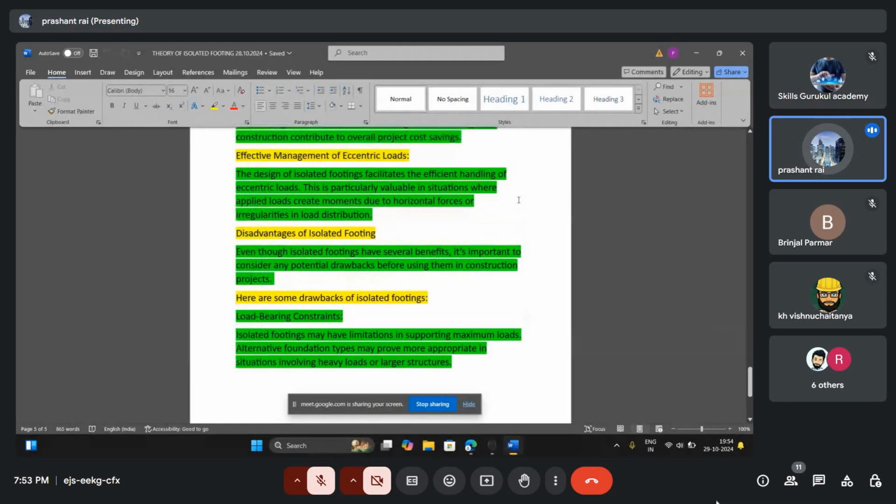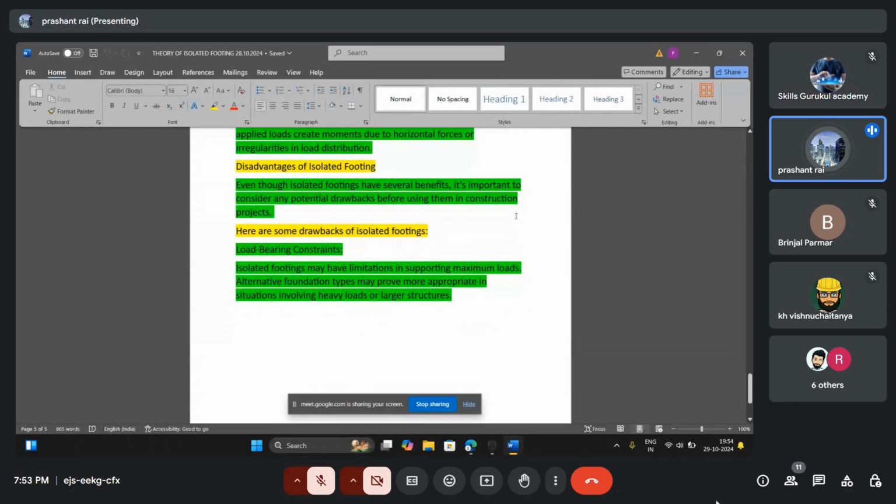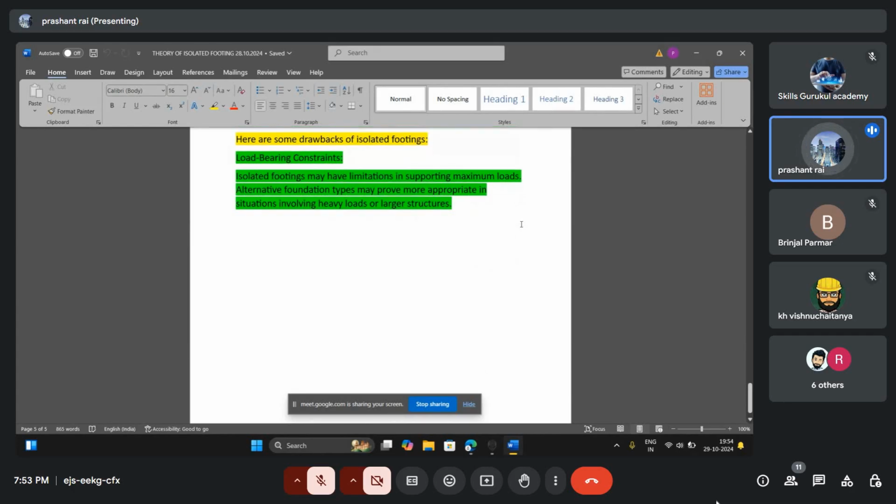And one other thing we have to discuss: the disadvantages of isolated footing. Even though isolated footings have several benefits, it is important to consider the potential drawbacks before the construction of the project. Here are some drawbacks of isolated footing. Drawbacks, we can say, are disadvantages. Isolated footings may have limitations in supporting maximum load. Alternative foundation types may prove more appropriate in situations involving heavy loads or larger structures.